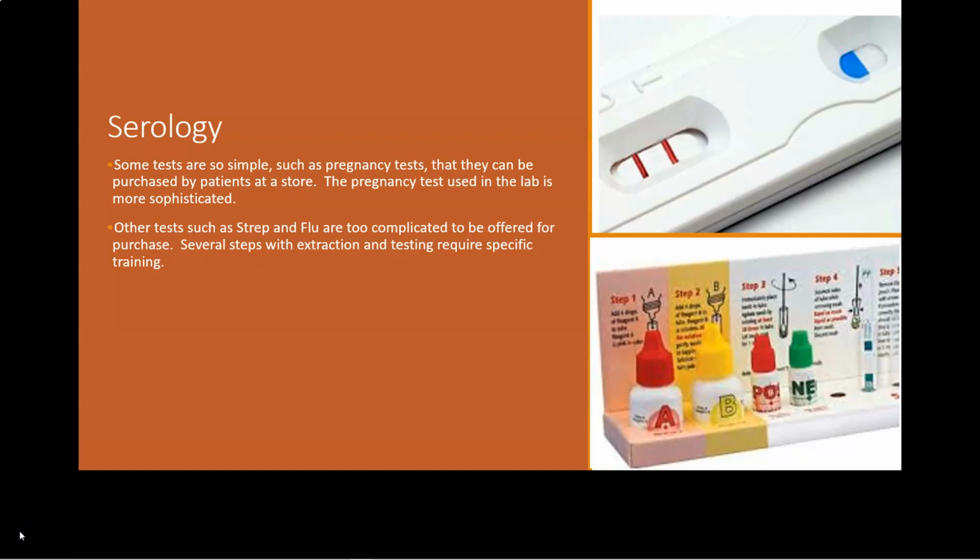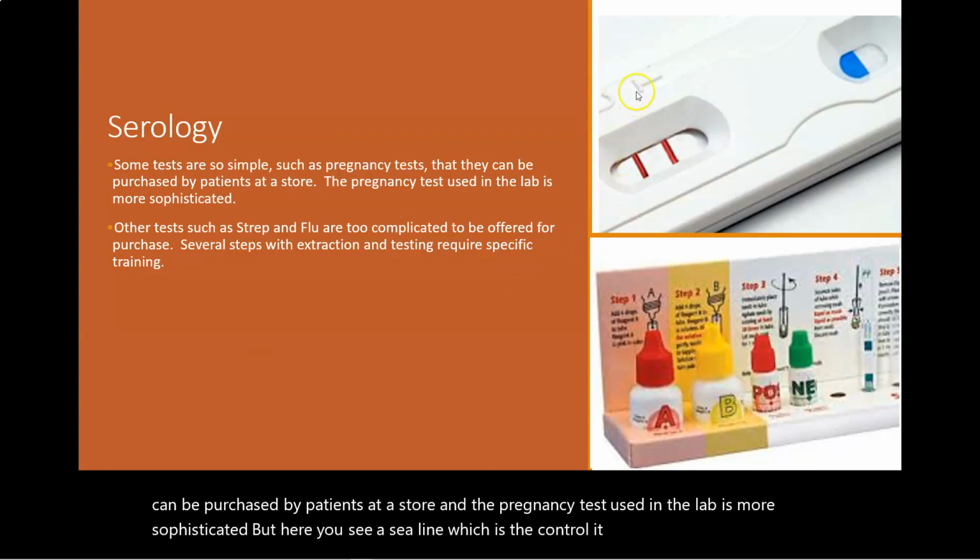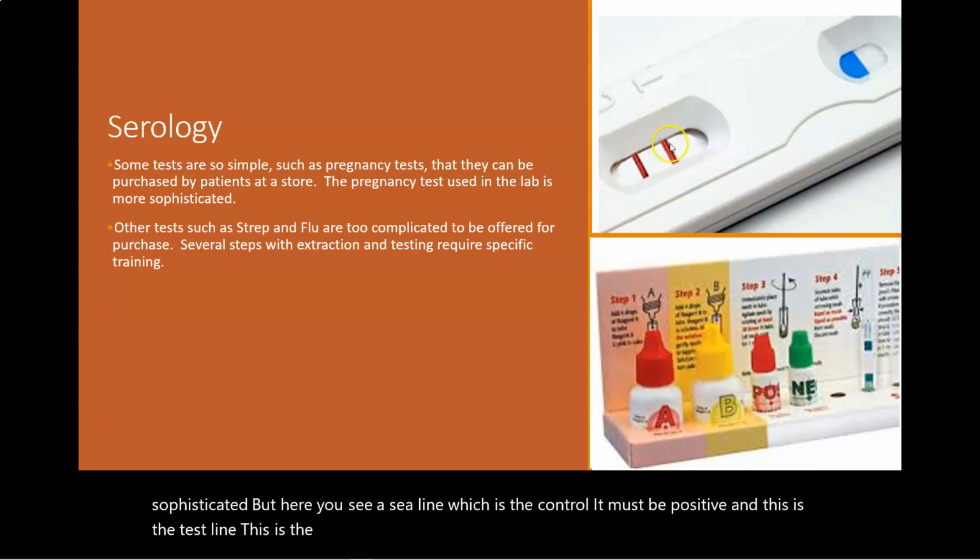So here are some examples. Some tests are so simple, such as the pregnancy test, that these can be purchased by patients at a store. And the pregnancy test used in the lab is more sophisticated. But here you see a C line, which is the control. It must be positive. And this is the test line. This is the patient, which may be positive or negative.